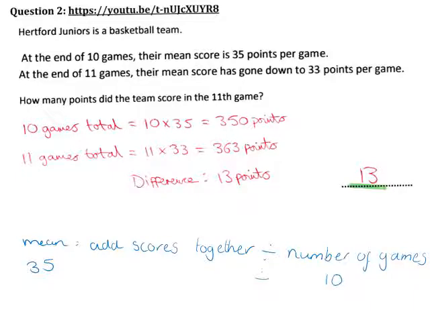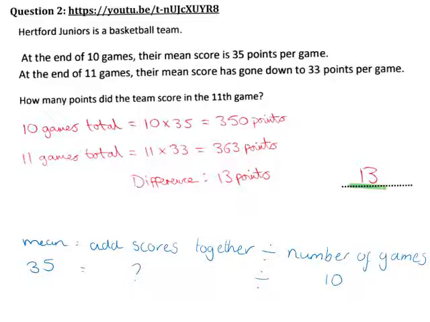So we then know that whatever their scores added together are, divided by 10 gives me 35. So to get what their scores are added together, this question mark, I'm going to need to get rid of this divide by 10, so I'm going to times by 10. So that's why the first line of working up here is 10 times by 35.